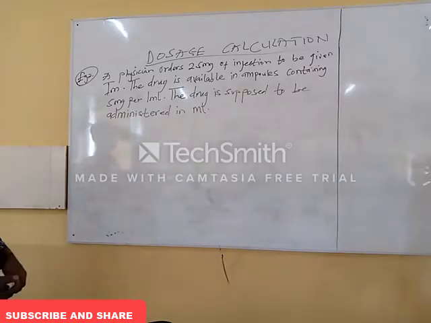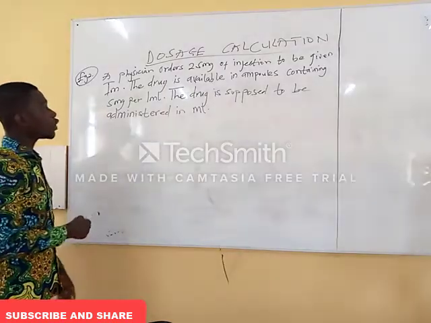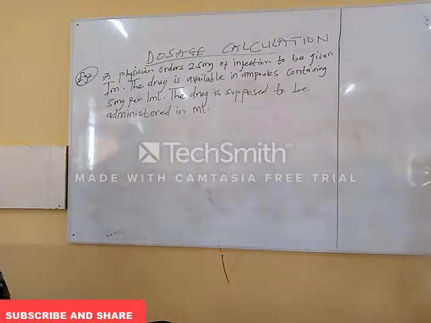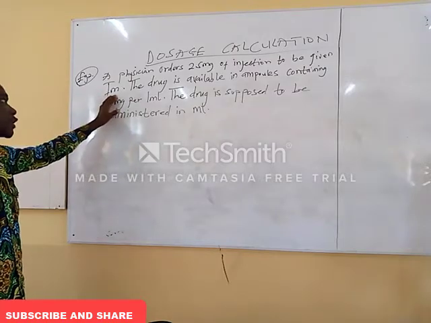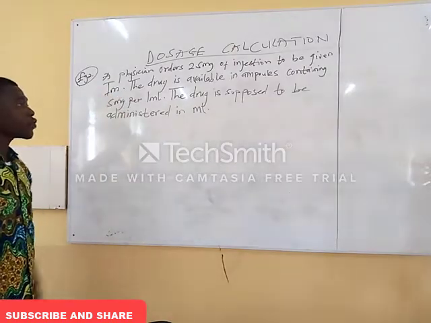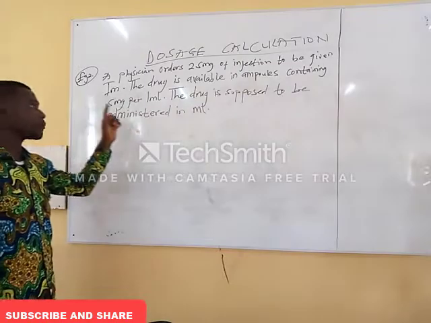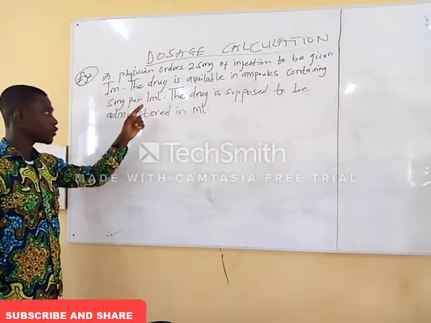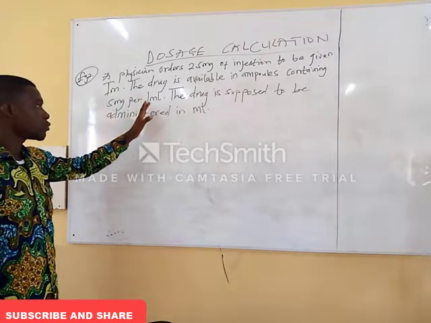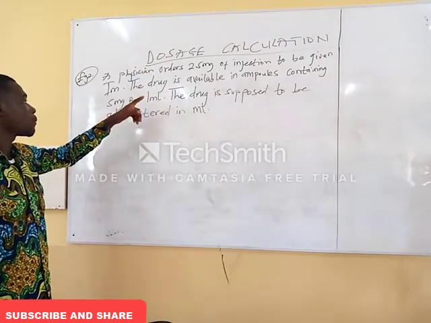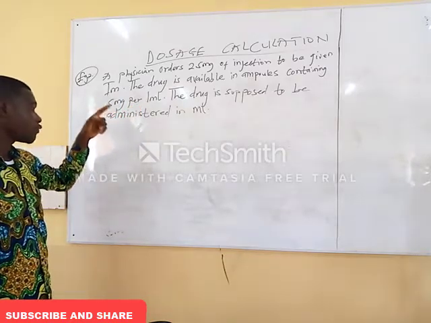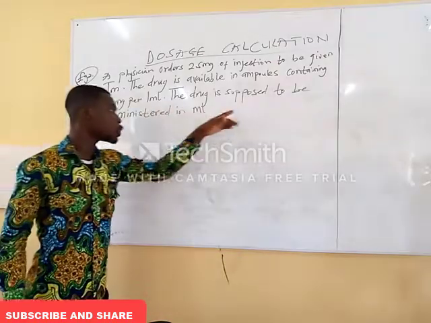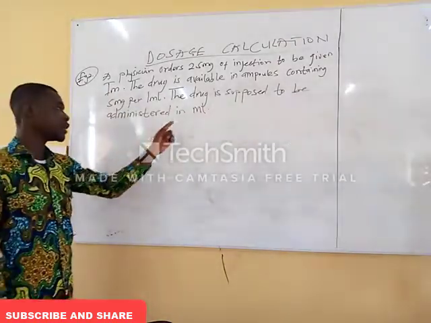Example 2. A physician orders 2.5 milligram of injection to be given to a patient intramuscularly, IM. The drug is available in ampoules containing 5 milligram per 1 ml. So if you take 1 ml of the drug, it contains 5 milligram. It gives you a clue from the formula. The drug is supposed to be administered in mils.